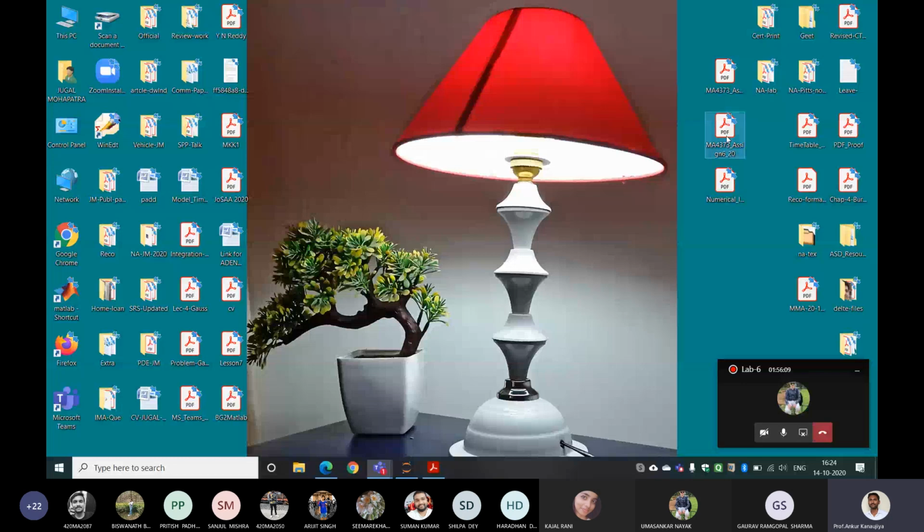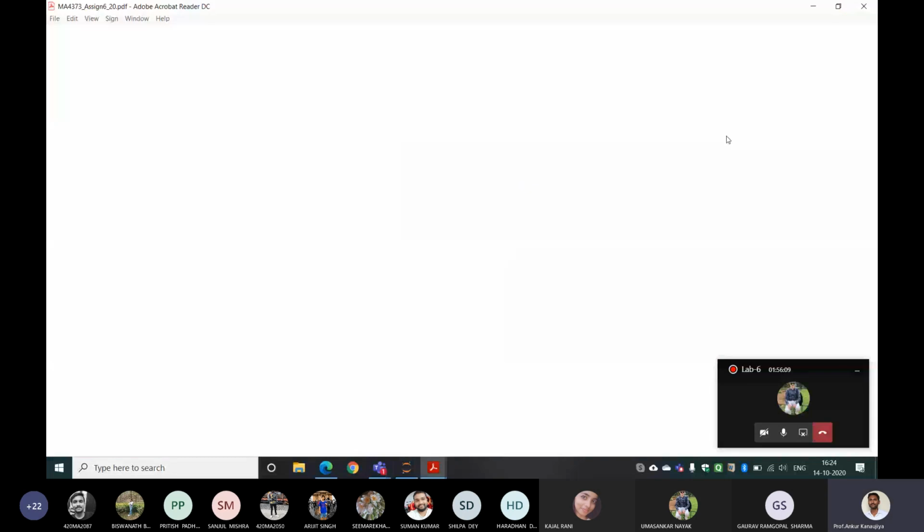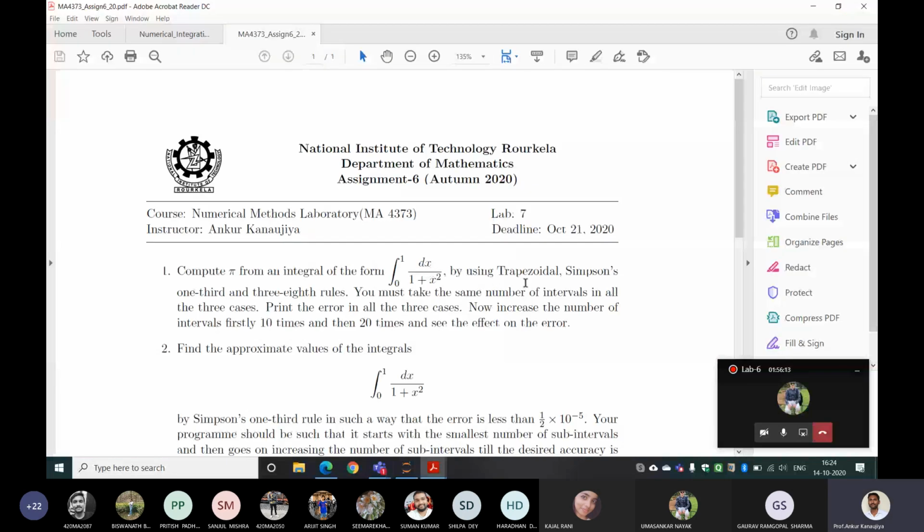I will explain here. This is the second question. Here, this question I already explained. This trapezoidal I have written here. That means you have to apply the composite trapezoidal rule. Suppose you took 10 intervals. Here it is written, you must take the same number of intervals. So here you can choose any number of intervals. Here you have to choose only even, and here you have to choose a multiple of 3.